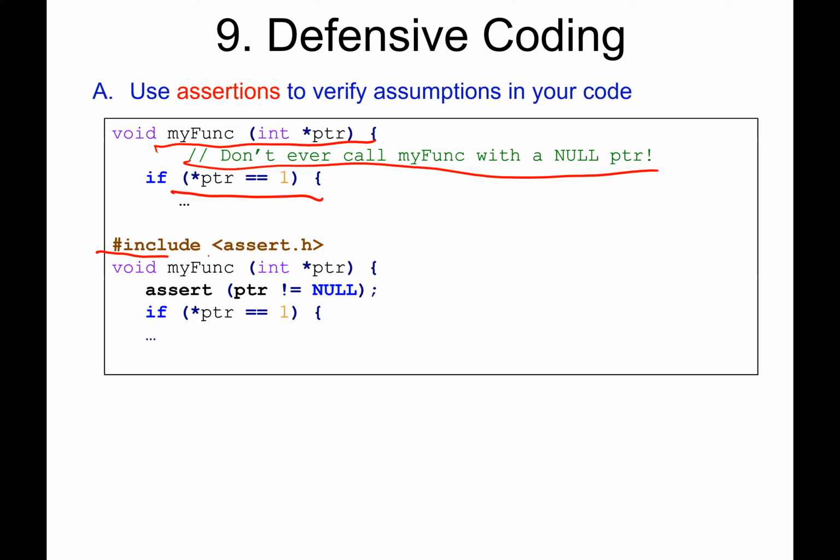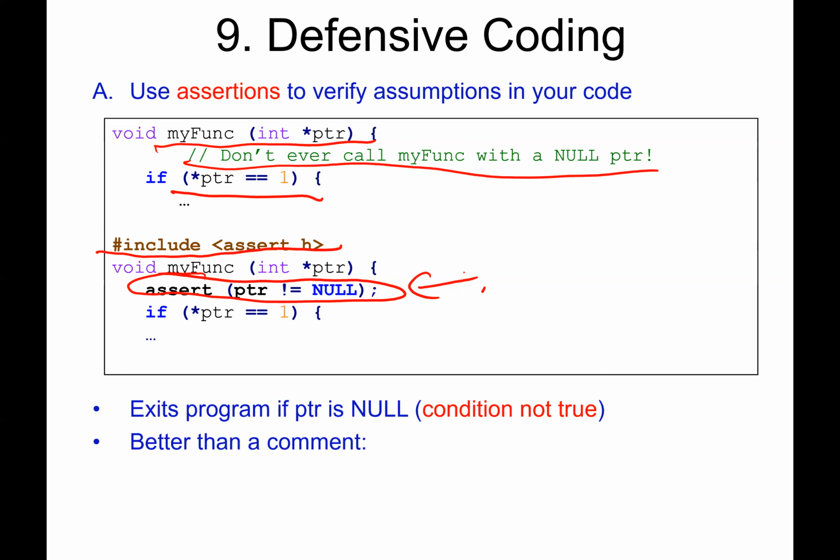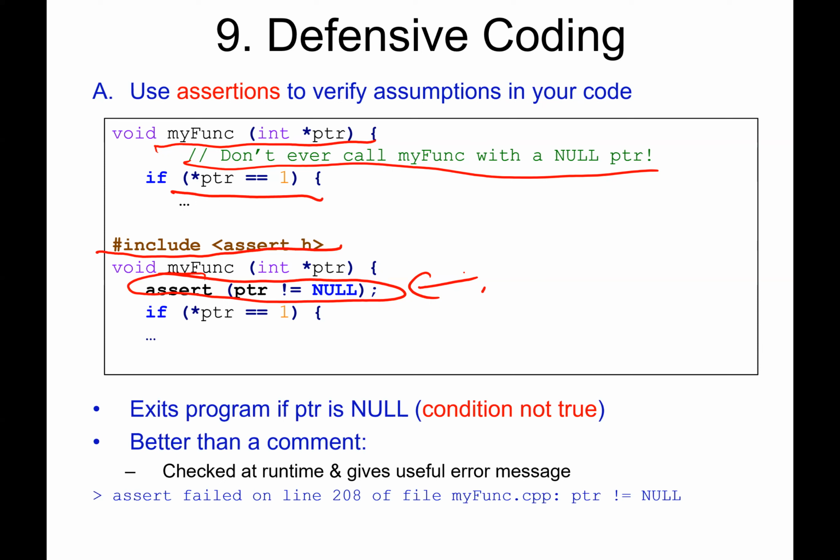I can do that by including something called assert.h. And I can say, assert that the pointer isn't null. So somebody reading this knows the pointer shouldn't be null, but this also says, if the pointer ever was null and you hit this line, kill the program and tell the person an error message. So it's a stronger check. It's better than a comment. This is the kind of error message you would get from it. You get an assert failed on this line of this file and what the assertion was.